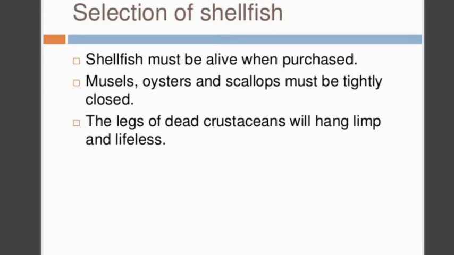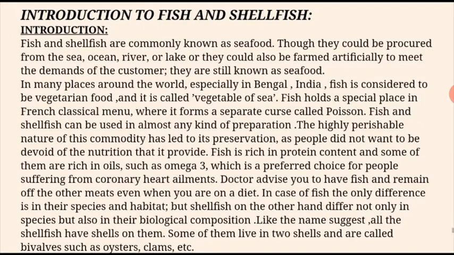Introduction to fish and shellfish. Fish and shellfish are commonly known as seafood, though they could be procured from sea, ocean, river, or lake, or they could also be farmed artificially to meet the demand of the customer. They are still known as seafood. In many places around the world, especially in Bengal, India, fish is considered to be vegetarian food and it is called vegetable of the sea.